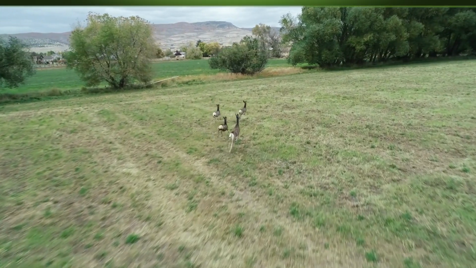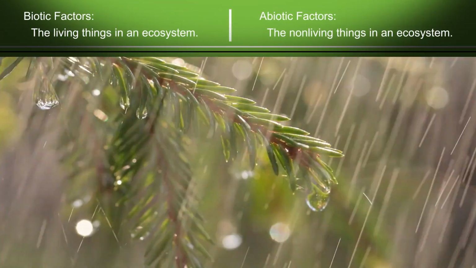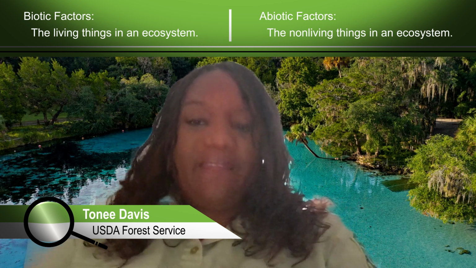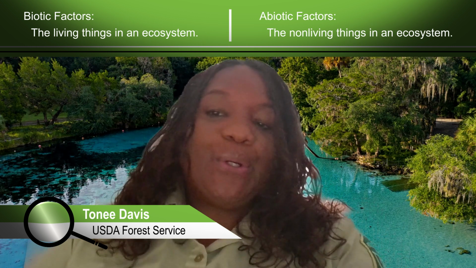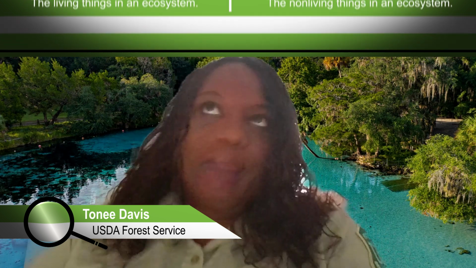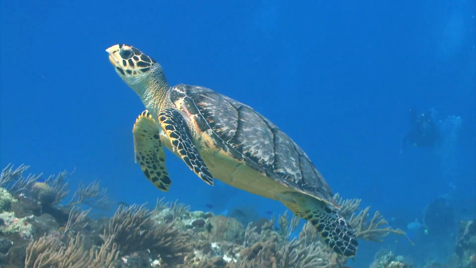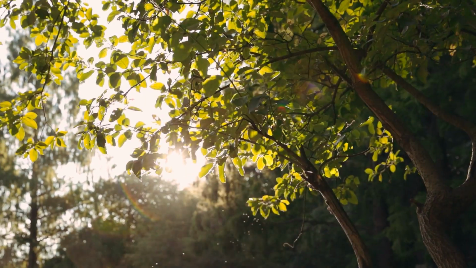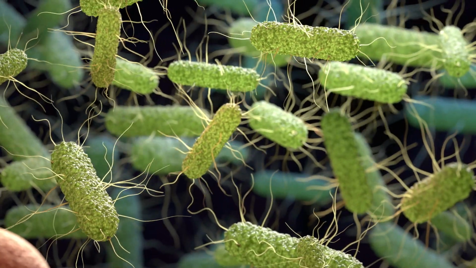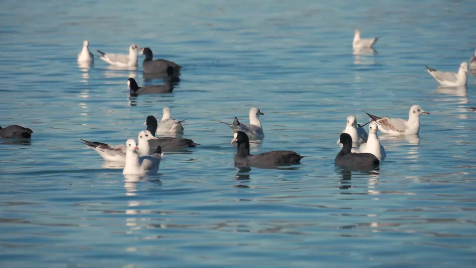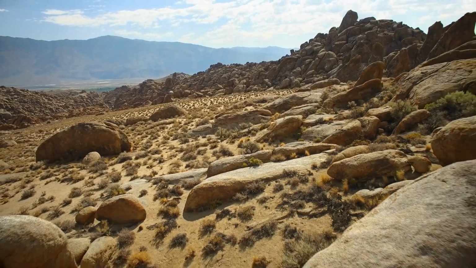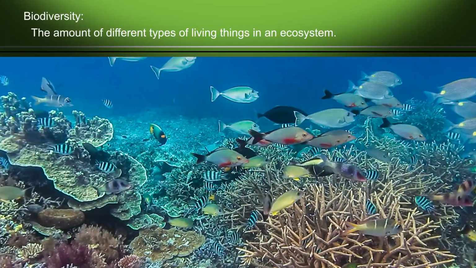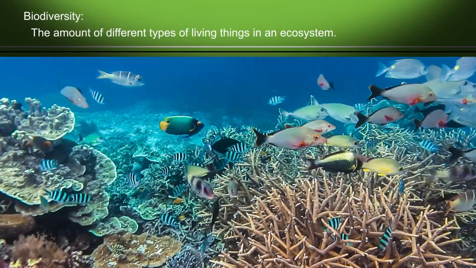Whatever its size, though, all ecosystems have biotic factors and abiotic factors. Our abiotic things are our non-living things in our ecosystem, and that includes water and soil, rocks, and atmosphere as a whole. We have living things, which are biotic, and examples of living things in an ecosystem are plants, animals, and even tiny bacteria are considered living things. Some ecosystems have a lot of living things, and some don't. The amount of different types of living things in an ecosystem is known as biological diversity, or biodiversity for short.